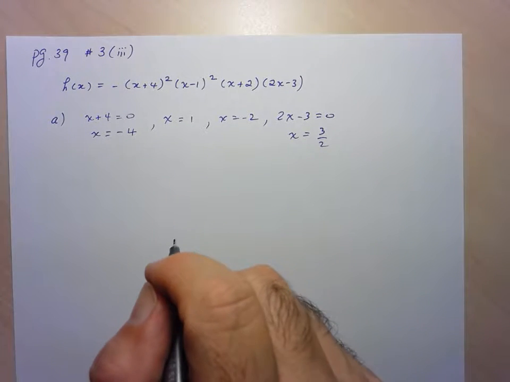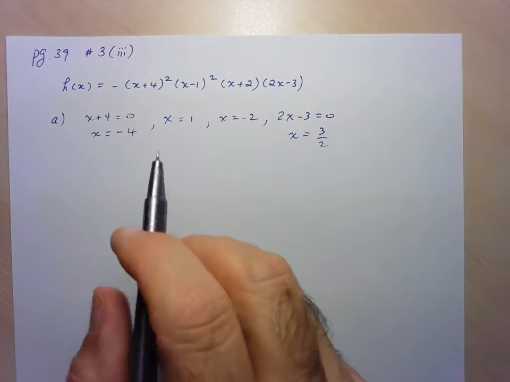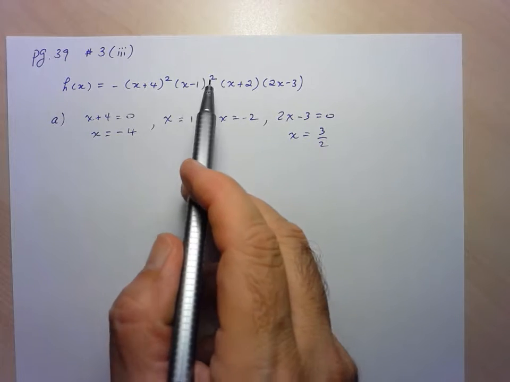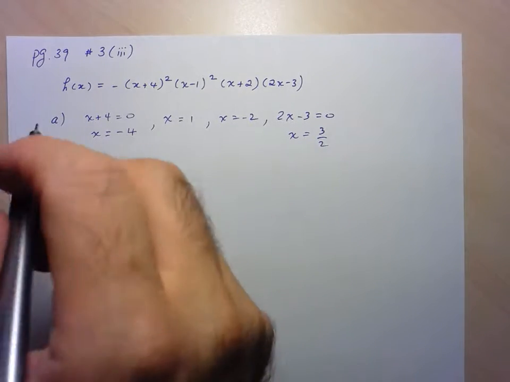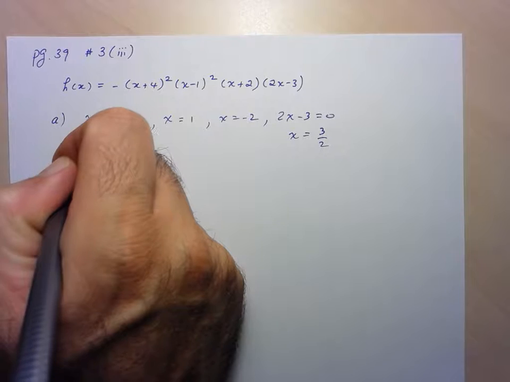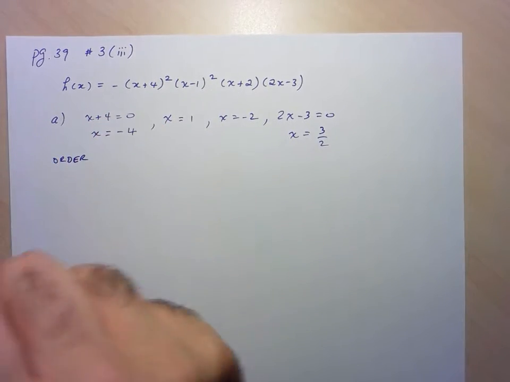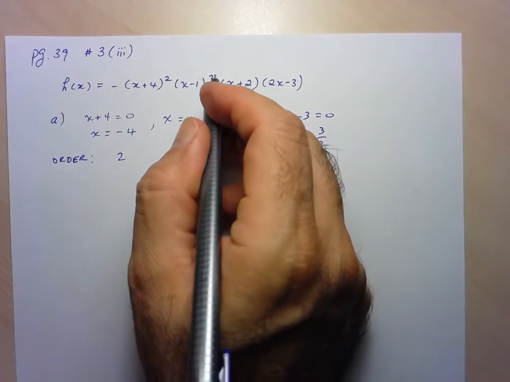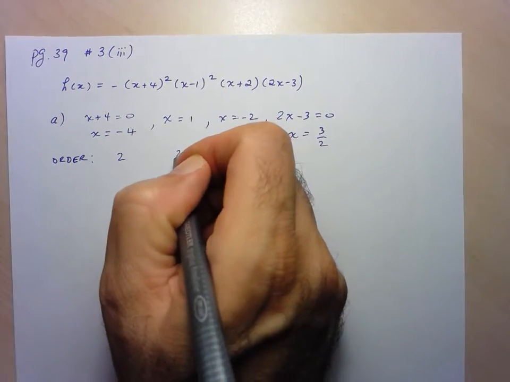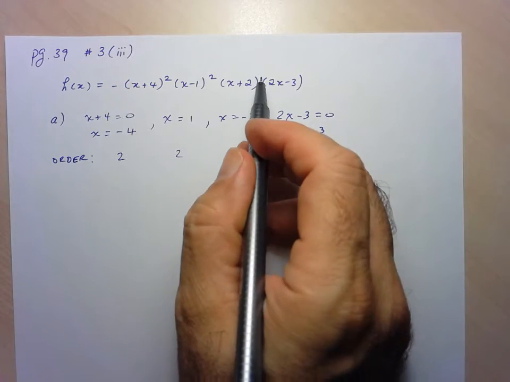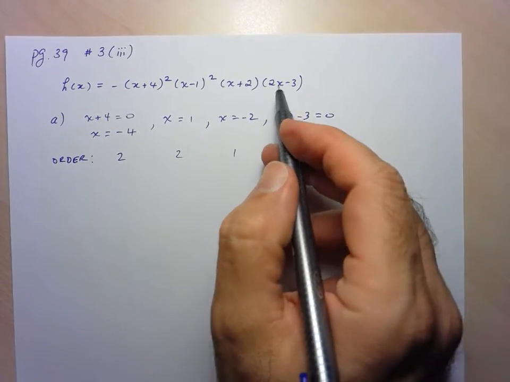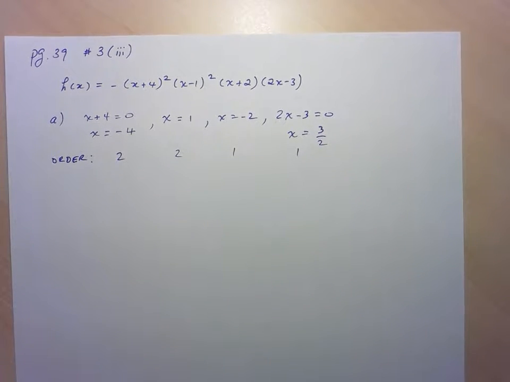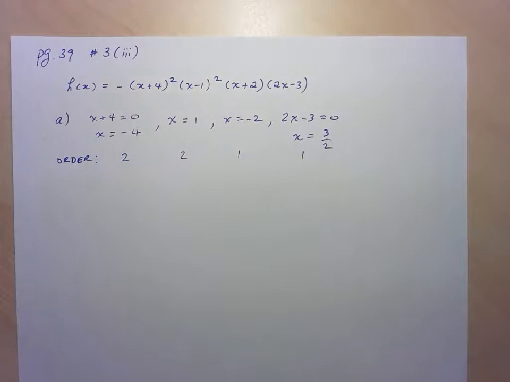So the next thing is let's determine the order. This just has to do with the exponent on each of the factors. So here the exponent on each of these two factors is 2. So if we put an order row here, this is order 2. x minus 1 also has an exponent 2, so this is also order 2. x plus 2 has an exponent 1, so order 1. And 2x minus 3 has an exponent of 1, so the order is 1. Okay, and we'll use that in a little bit to graph it.